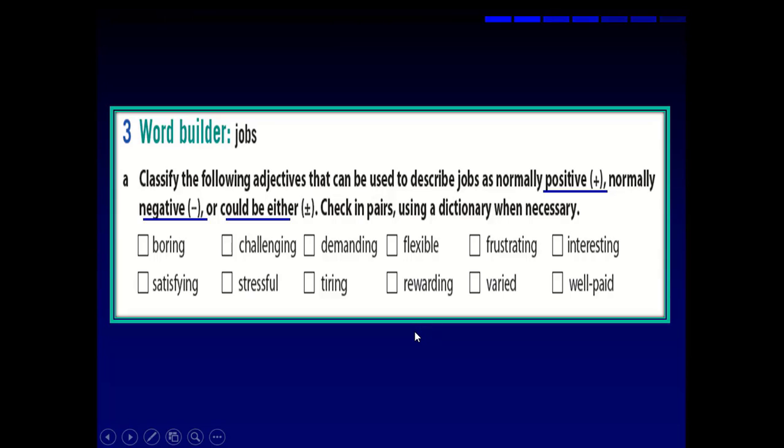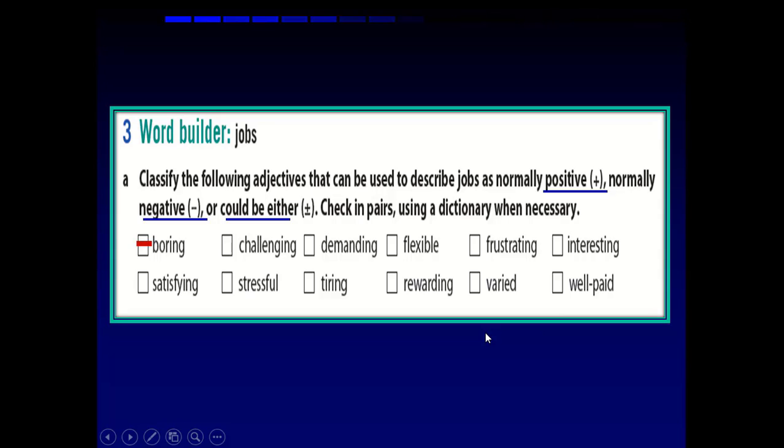Frustrating, if it is depressing. Interesting, it is exciting. Satisfying, you feel that you are satisfied. Stressful means that you can find some kind of stress. If it is tiring, it means that you are feeling a little bit tired. Rewarding means that you can find some kind of reward in it. Varied means that you can do various things. Or if it is well paid, we mean the salary here, the salary is good.